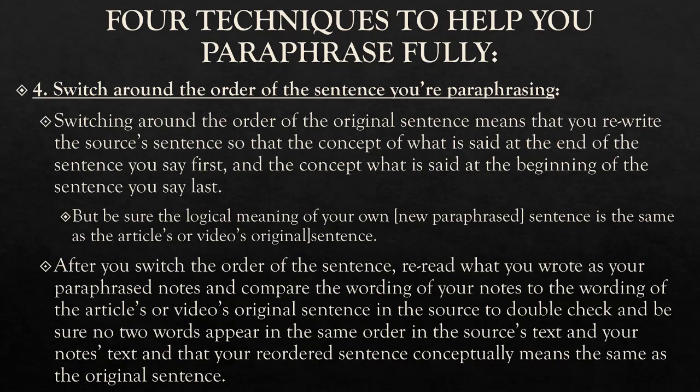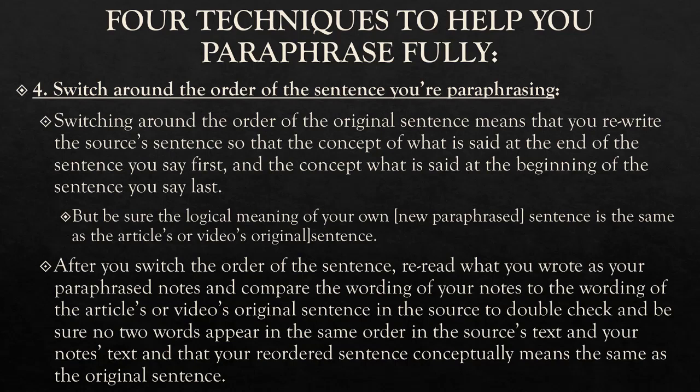Okay, the fourth technique for helping you paraphrase is to switch around the order of the sentence you're paraphrasing. So switching around the order of the original sentence means you rewrite the source's sentence so that the concept of what is said at the end of the sentence you say first in your paraphrase sentence, and the concept that's said at the beginning of the source's sentence you put last in your sentence. So you switch around the components of it, but then you change the surrounding words so to keep the same logical meaning of your newly paraphrased sentence.